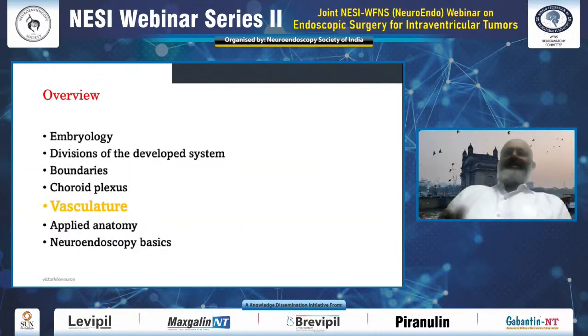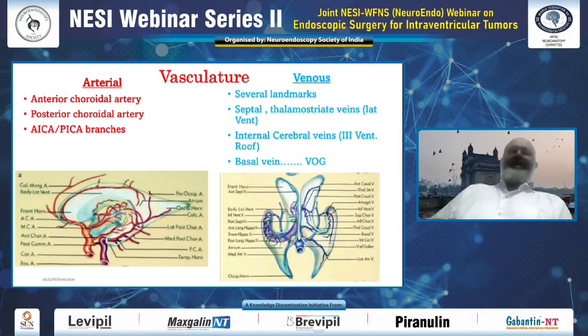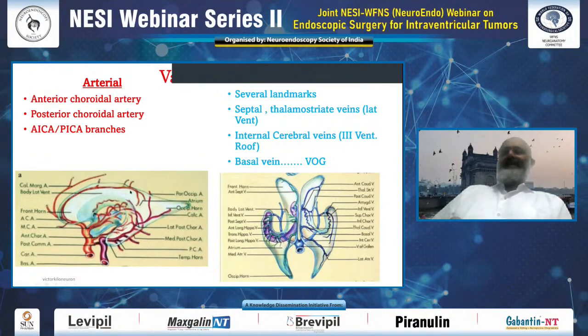So within the ventricular system, the primary arterial supply is from the choroidal arteries, anterior and posterior, and the AICA and PICA. Venous landmarks are several, and they are very important for us. You have the septal vein and thalamostriate veins, which we talked about earlier. The internal cerebral veins in the third ventricle roof, and of course, as you go out, you have the basal veins of Rosenthal and the vein of Galen.